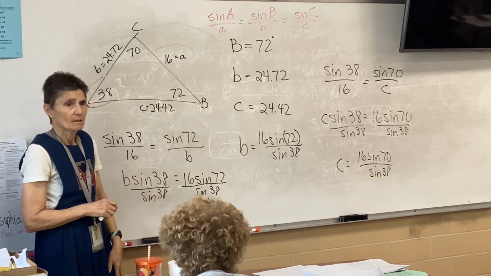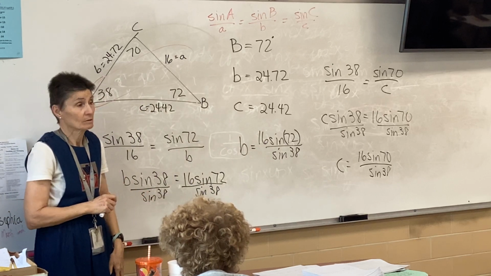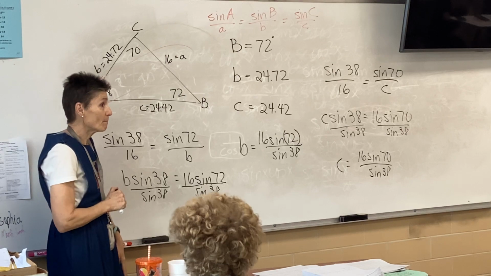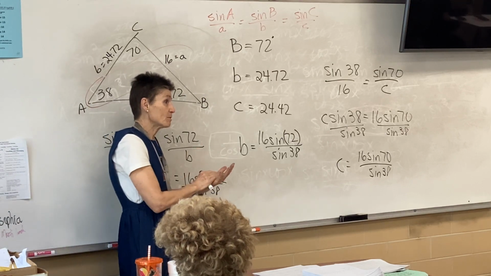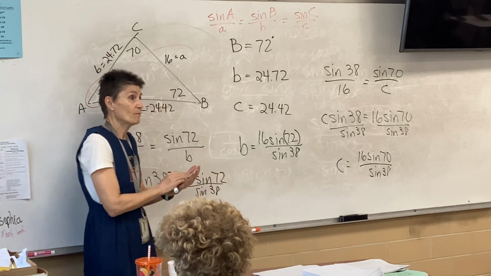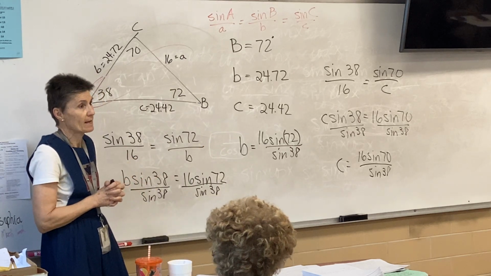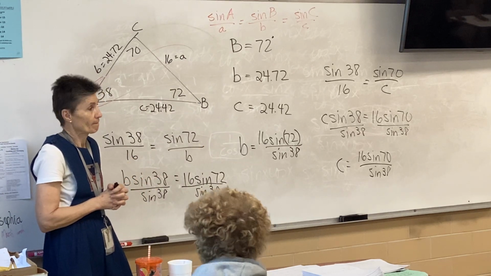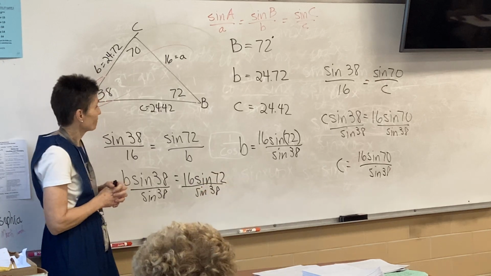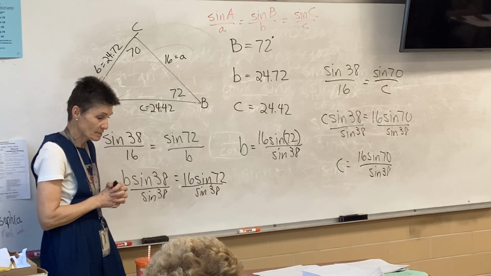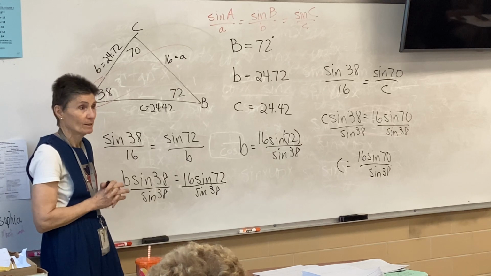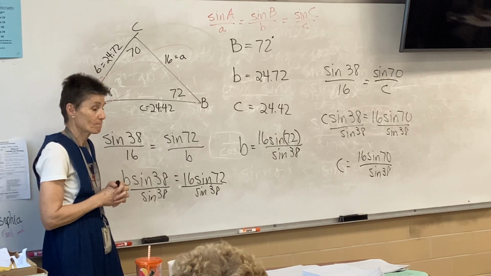Because the degrees are close. Because the angles are close. That's right. Remember, the bigger the angle, the bigger the side. So if the angles are almost the same, then the sides are going to be almost the same. How about that? Your first law of sines problem. Everybody good? Ready for the next one?